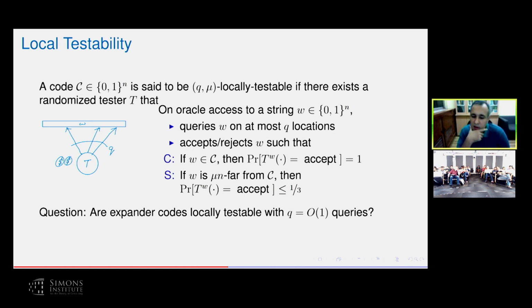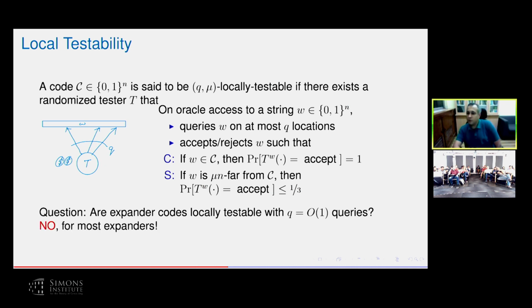An actual question to ask is, we constructed these amazing codes with constant rate and linear distance. Are they also locally testable? Can you equip them with local testability properties? Can you actually show, furthermore, that these expander codes that we constructed using bipartite expansion of unbalanced bipartite expander graphs are testable with a constant number of queries?